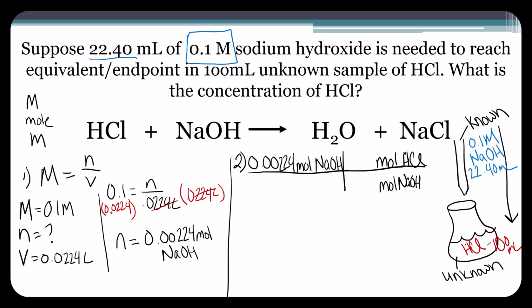So mole to mole conversion, where do I get the numbers that go into this? I get them from the balanced equation. So this one happens to be 1 and 1, not always going to be that way, but 1 and 1. Unit of sodium hydroxide cancels, we're in unit of mole. So in this step, we solve for 0.00224 moles of HCl.